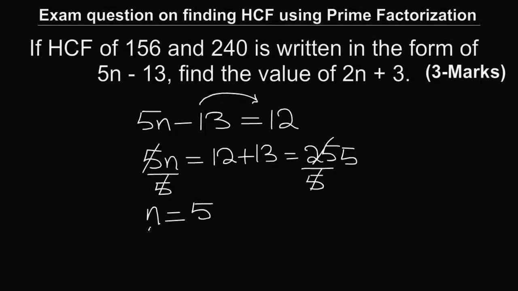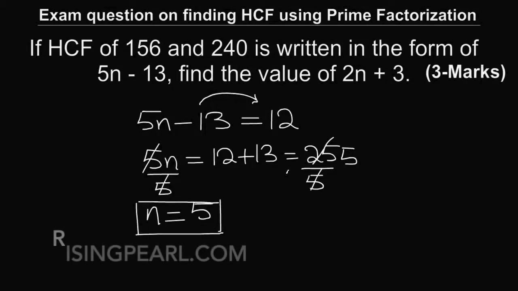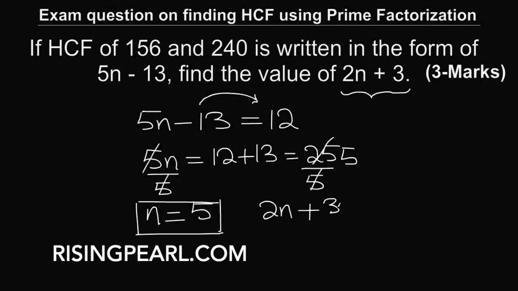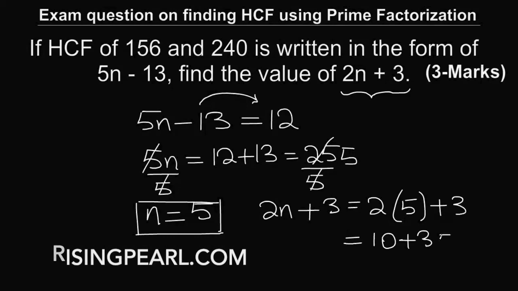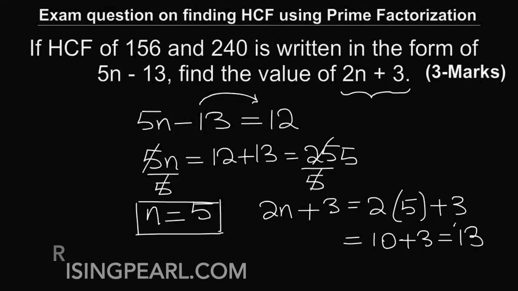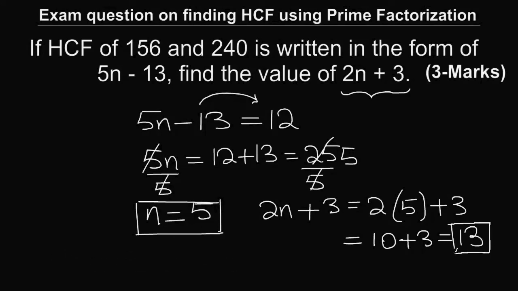Now the question is not what is the value of n. Instead the question is to find the value of this expression. Now that we know the value of n, we can easily find it. So 2n plus 3 will be 2 times 5 plus 3, or simply 10 plus 3, or 13. So our final answer is 13.